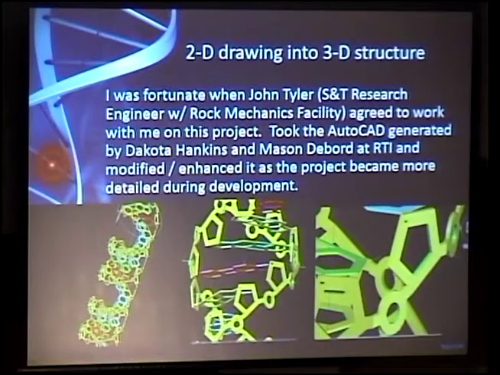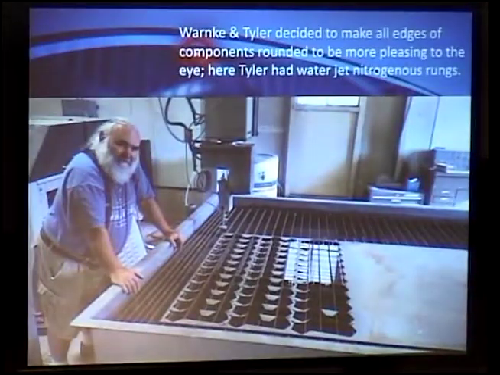Talents from within our own school, a true joint effort with S&T, in particular with John Tyler over the Rock Mechanics facility, and a lot of local businesses. These next few slides highlight that. John Tyler at S&T and the Rock Mechanics facility were very gracious to us, from using the water jet to all the different facilities that were there. So here is an image of John doing the water jetting.